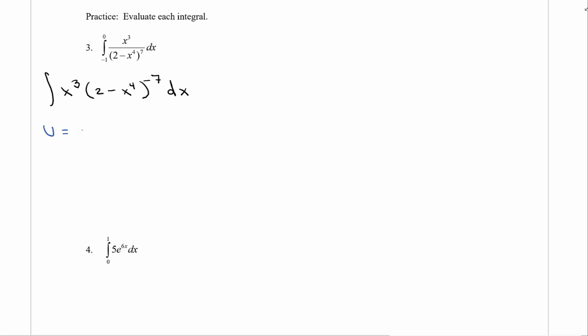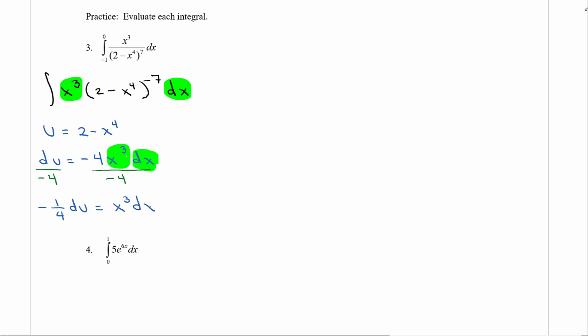My u is going to be equal to 2 minus x to the 4th. So du equals negative 4x cubed dx. I notice that I have an x cubed and a dx here in my integral. I'm going to highlight those in green. I'm also going to highlight in green the x cubed and the dx in the du that I just found. So I do have part of what I need for my substitution. I'm going to divide both sides by -4, and here I'm going to have negative 1/4 du equals x cubed dx. So I know exactly what I need to substitute to write this in terms of u.